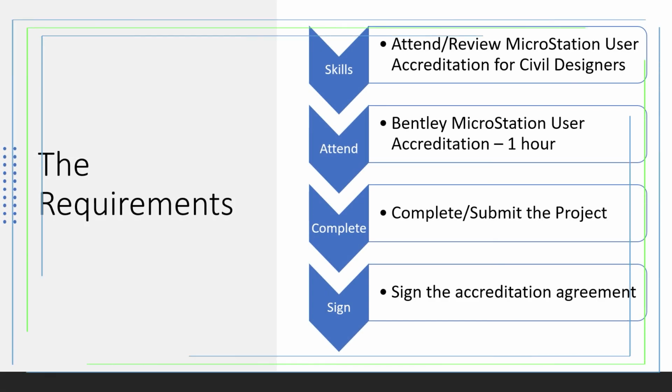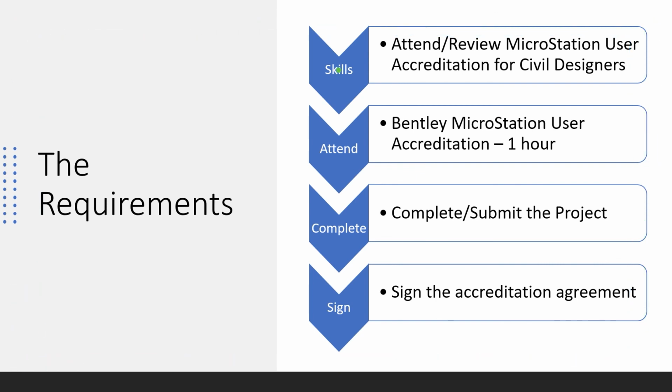So what are the requirements to become Bentley MicroStation accredited? First, gain the skills needed. The MicroStation User Accreditation for Civil Designers, this is a recommended course. Attend the Bentley MicroStation User Accreditation, that 1-hour orientation. Complete, then submit the accreditation project. Sign the accreditation agreement. 4 simple steps to stand out from the competition and advance your career to the next level.